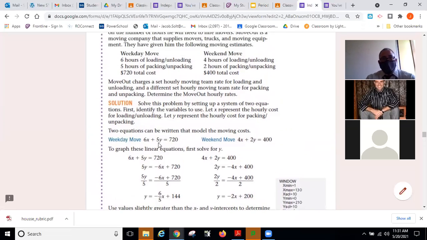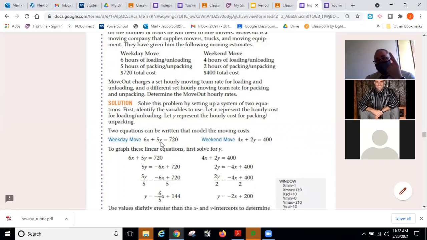The situation here is we don't know the cost of loading and unloading per hour, and we don't know the cost of packing and unpacking per hour. So in order to solve this, we're going to have two variables: an X variable, that's the loading and unloading, and a Y variable, that's the packing and unpacking.